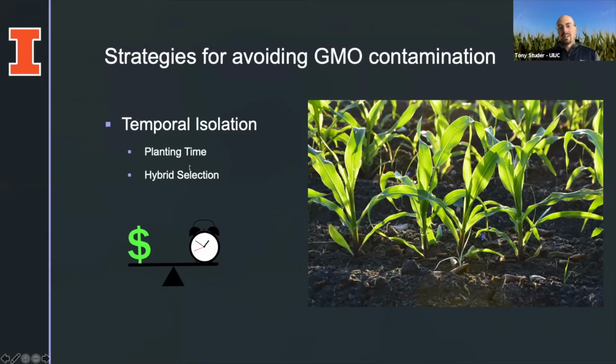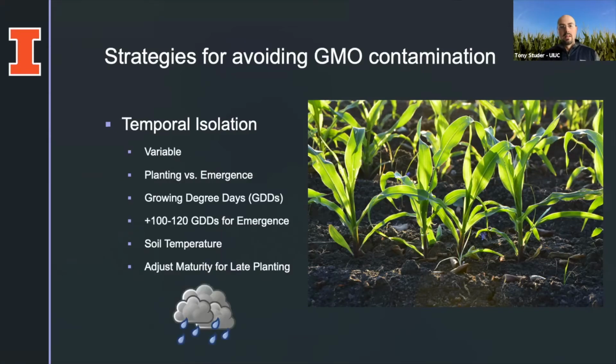The hybrid selection would allow you to pick a hybrid that is not maturing at the same time as the neighbor's GM field. Temporal isolation is fraught with many problems, and so results are highly variable. One of the reasons for such a high level of variability is the weather. If you could predict the weather, maybe you wouldn't be growing crops and being a farmer. You could probably make a lot more money predicting the weather. But it's one of the most variable things.